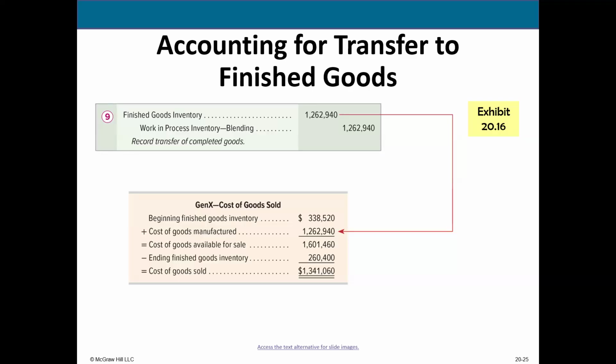I want to also point out here how we account for cost of goods sold. And as you know, the way that we calculate cost of goods sold is to take the beginning finished goods inventory plus the cost of goods manufactured minus the ending finished goods inventory gives us cost of goods sold. That is the cost of goods sold formula. So anytime you're asked to compute cost of goods sold, it's beginning inventory plus cost of goods manufactured minus ending inventory gives us cost of goods sold.